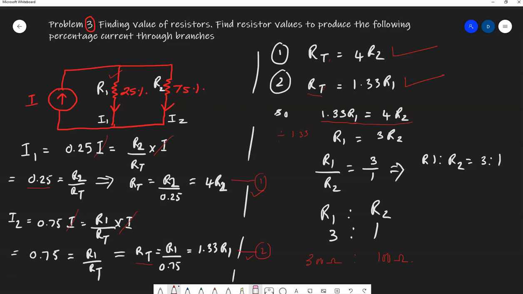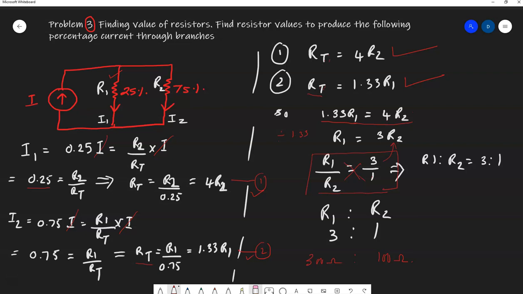I'm going to divide both sides by 1.33 just to get the integers. You'll end up having R1 is equal to 3 times R2, or R1 by R2 is equal to 3 by 1, because when you cross multiply here you get this equation. And we have seen how to convert an expression like this into ratios. So the ratio R1 to R2 is equal to 3:1.